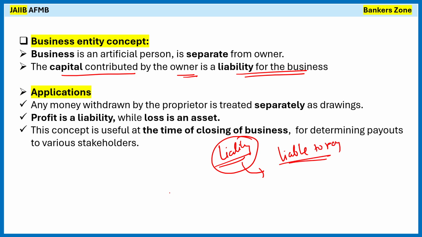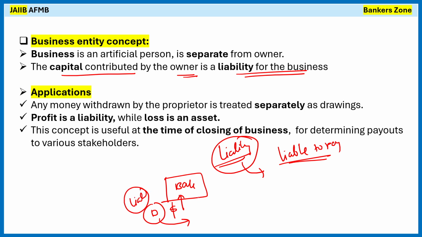For example, suppose you are sitting in a bank. People deposit money, and anytime they can withdraw it, which means we have to pay as a bank. We have to pay. So a deposit is a liability for the bank, right? People take a loan from the bank, so they are liable to pay it to the bank, right?